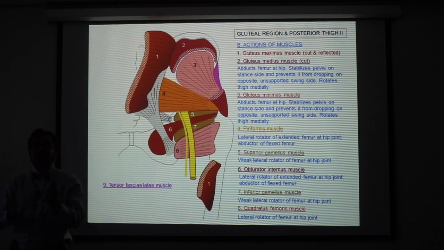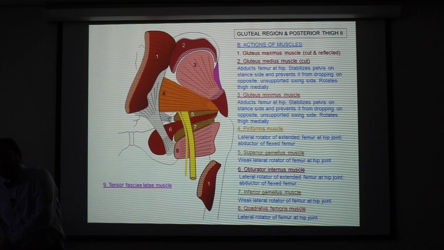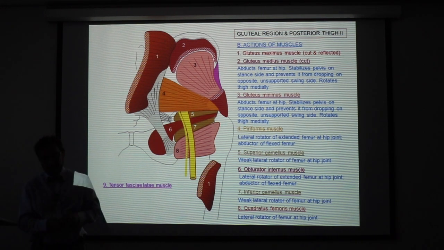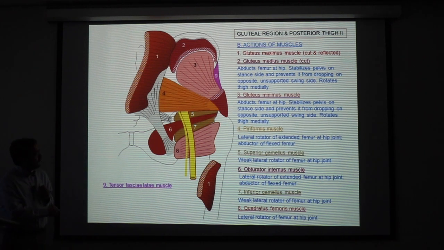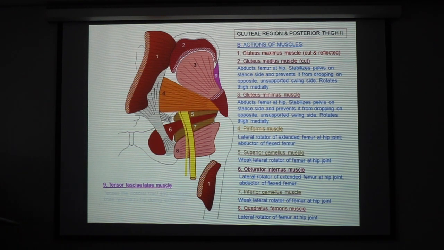Okay? And that can only happen if you have the abduction action of the gluteus medius and minimus on the dependent side. Okay.